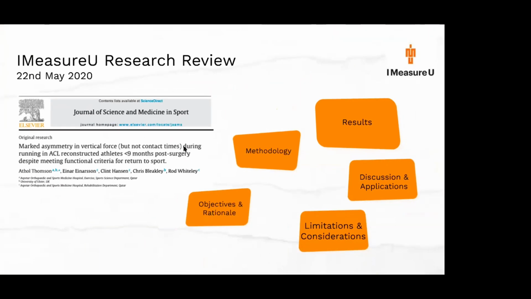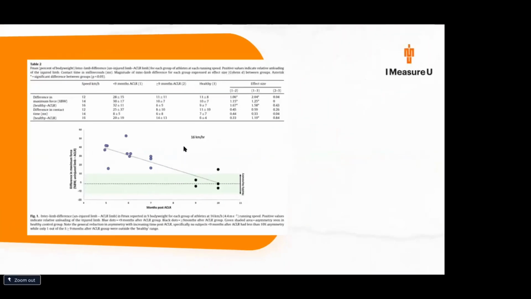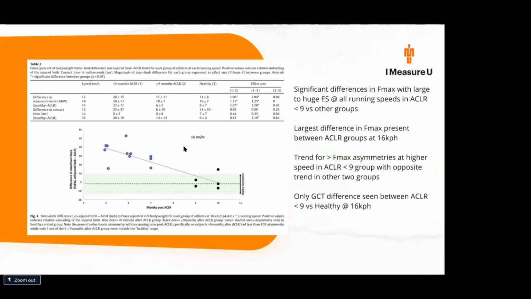So moving into the results of the paper, we have a table overview there and a figure of one speed in particular, but I'll report the main findings off the bat. So significant differences in Fmax were found with large to huge effect sizes at all running speeds in the ACLR group, who had less than 9 months recovery prior to clearing the return to sport test, and that was against the other ACLR, so greater than or equal to 9 months, and the healthy population.